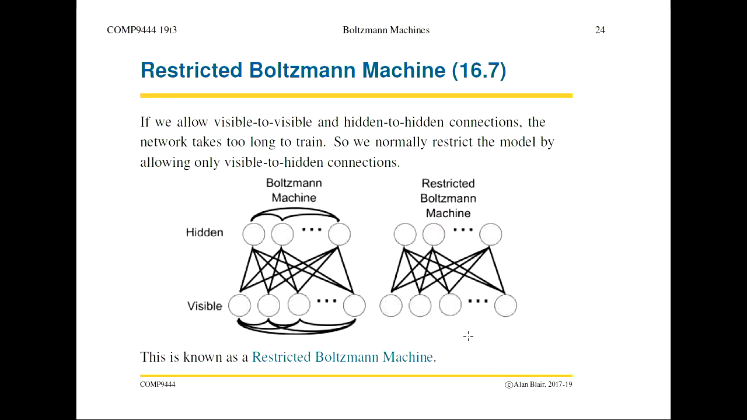But the problem is it takes a long time to train a network like this because it's fully connected and everything depends on everything else. So then we get to the notion of a restricted Boltzmann machine where we have visible units and then we have hidden units, and the visible units are connected to the hidden units and vice versa, by symmetric connections, but the input units are not connected to each other and the hidden units are not connected to each other, and this is called a restricted Boltzmann machine.